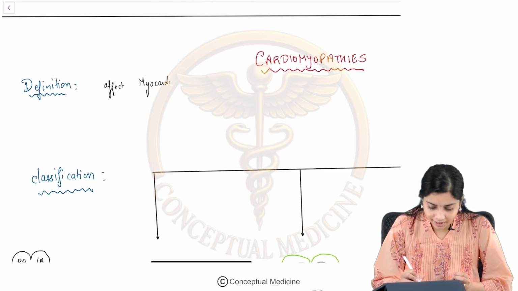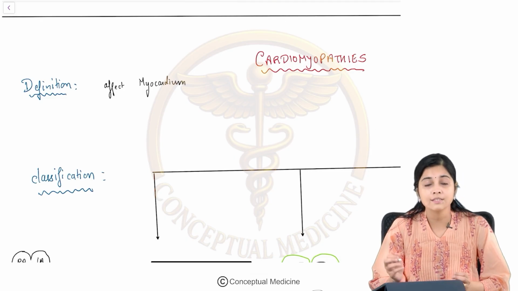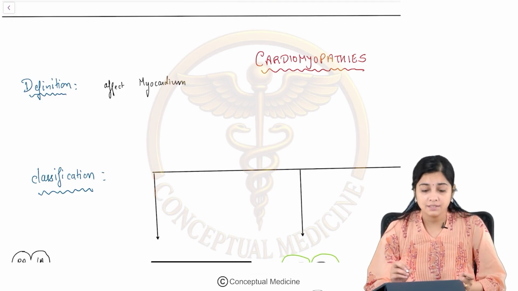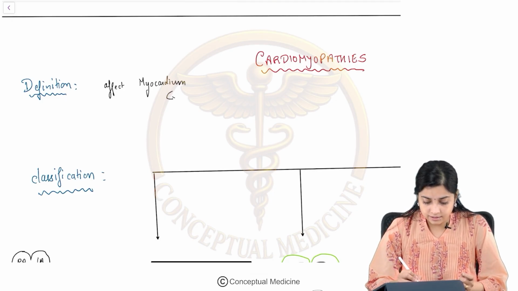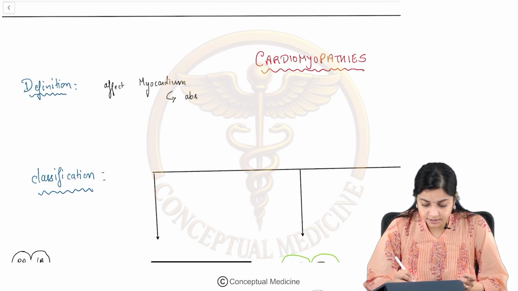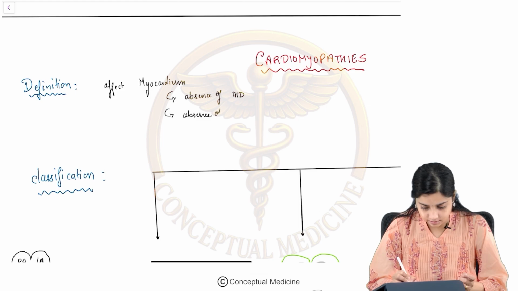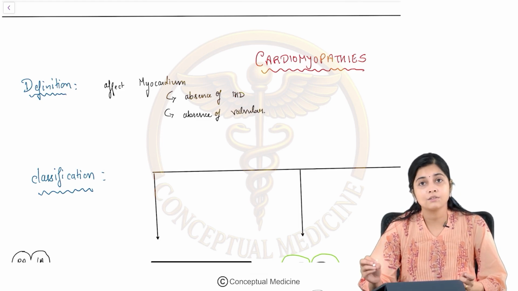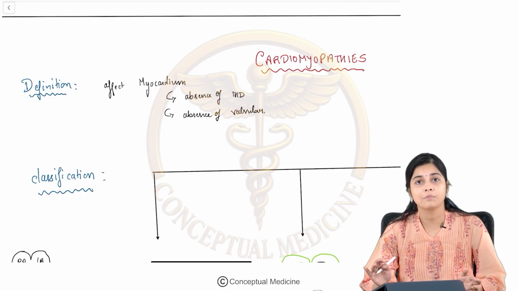So why are this group of disorders classified separately? The two important points to remember are that this is a group of disorders affecting the myocardium in the absence of ischemic heart disease and in the absence of valvular heart disease. These are primary disorders of the myocardium.